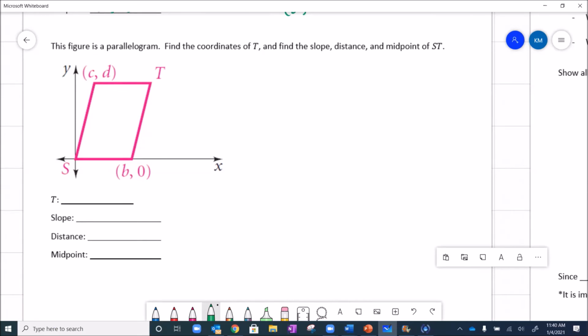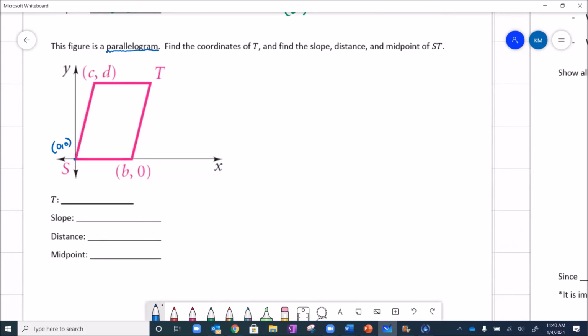Okay. So again, this time they asked us to find the coordinates of T and not of S, even though they didn't give us the coordinates of S, but we need to know that S is on the origin, it's 0, 0. Okay. Now, always important for us to establish what type of figure this is.